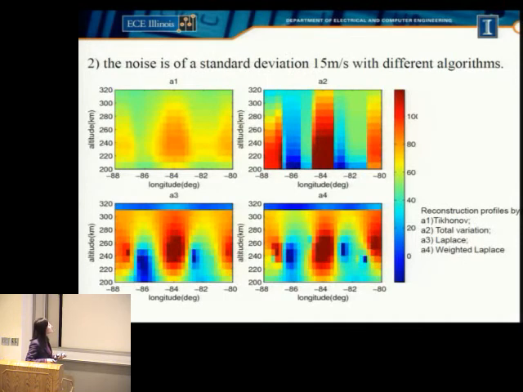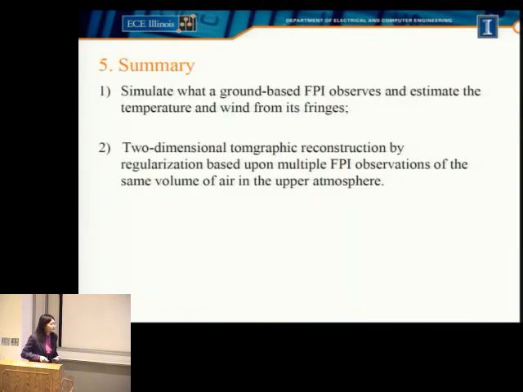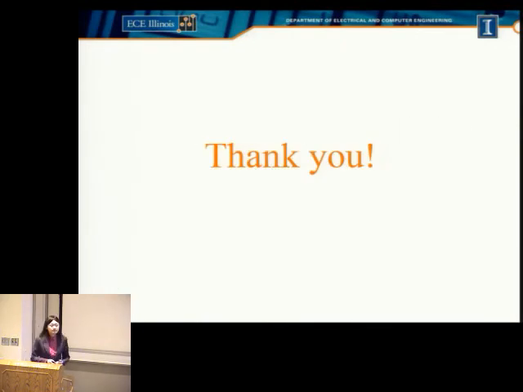This is another result when the noise is around 15 meters per second, and I think it is pretty similar to the previous slide. Okay, so that is my talk. Thank you. Time for questions. Do you have any question?